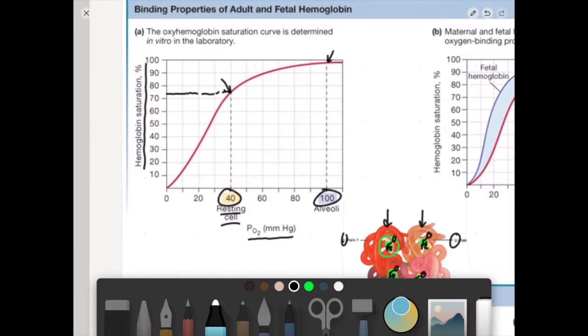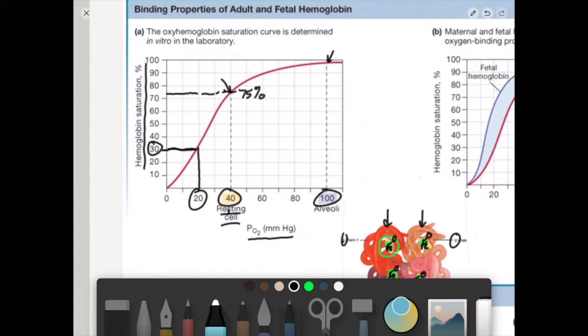A highly active cell may go down to about 20. But you can see at about 20 partial pressure of oxygen, hemoglobin still has somewhat of an affinity for oxygen. Oxygen and hemoglobin have an affinity for each other. So hemoglobin's still going to be bound to oxygen. But in a resting cell, it's about 75% saturated.